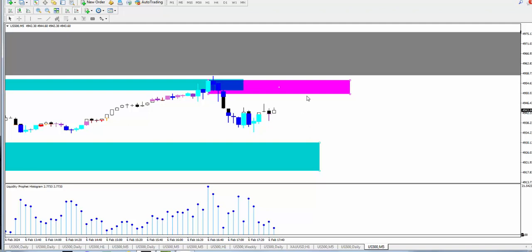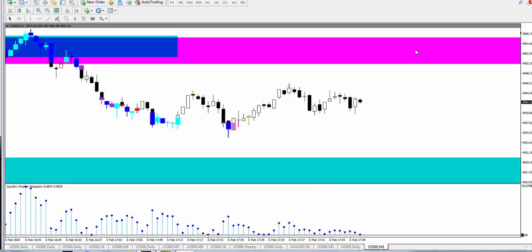Sometimes the moves don't actually run. That's just the way the market goes sometimes. But if they do run, then you should go from one area of liquidity to the next area of liquidity. So what I've done here is go down to the 1-minute chart, and you can see that the liquidity is printed even on the 1-minute chart.